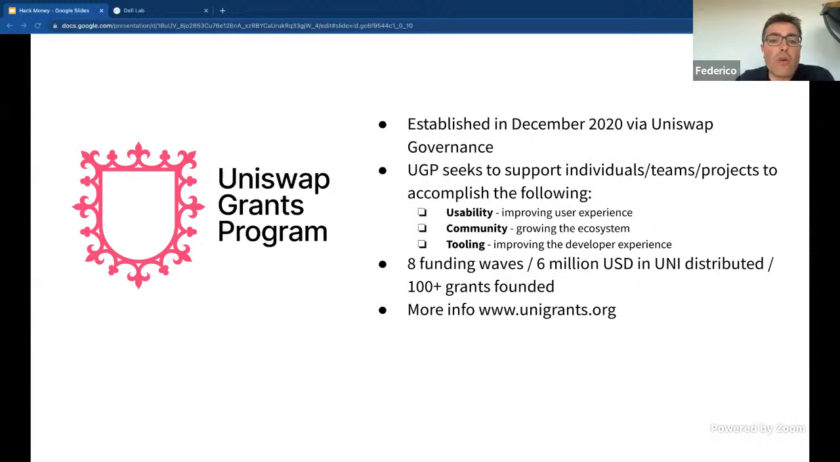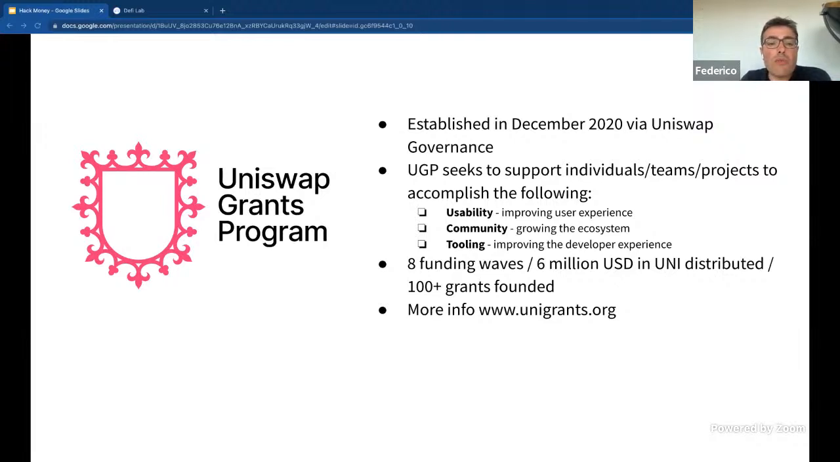Before going to the core of this presentation and talking about backtesting Uniswap strategies, I'd like to take a few minutes to introduce you to the Uniswap Grants Program. Uniswap, as you probably know, is one of the most popular DEXs in the DeFi space, and is currently deployed on Ethereum, Polygon, Arbitrum, and Optimism.